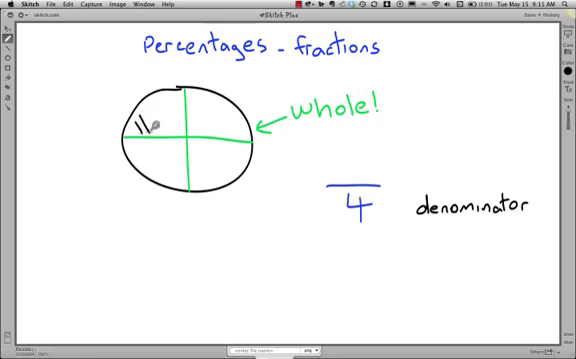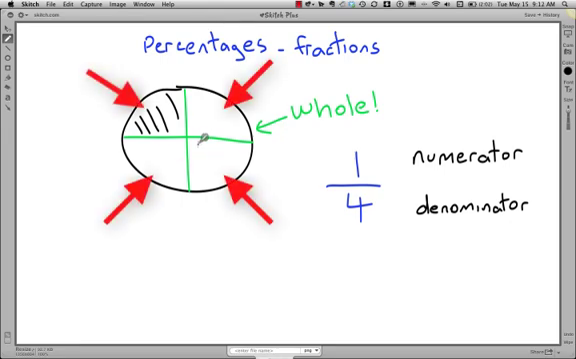If we're looking at one part, 1 out of the 4, then we write the 1 on top. And as you probably know, the top number in a fraction is called the numerator. So here we have the whole amount split into 4 quarters. 4 is the denominator. We're looking at 1 quarter, so the 1 becomes the numerator. And I hear you say, big whoopee do. Okay, so let's make this a little bit more impressive.